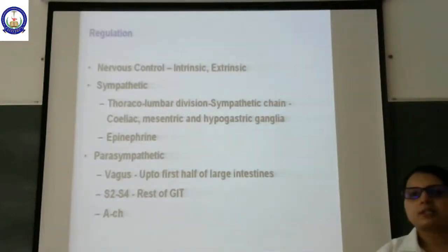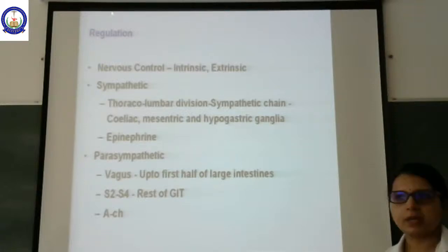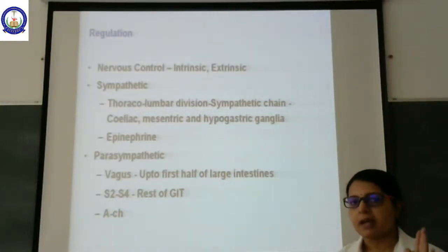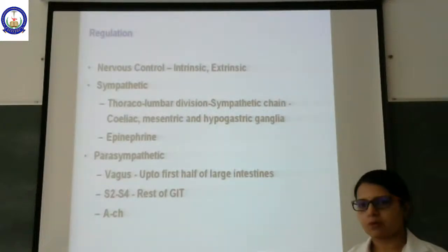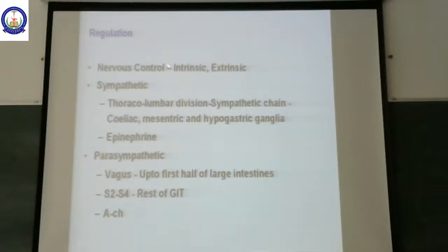Regulation. How are the functions of the digestive tract regulated? It is again with the help of the nervous system. The main function of the nervous system is to regulate the functions of different structures. So here again it is done by the nervous system, by intrinsic as well as extrinsic control. Intrinsic means we have a special nervous system within the digestive tract itself. And this intrinsic nervous system is called the enteric nervous system. Enteric means related to the gut. Gut means the digestive tract. So the functions of the digestive tract are regulated by both the intrinsic nervous system as well as extrinsic. Intrinsic is with the help of the enteric nervous system.